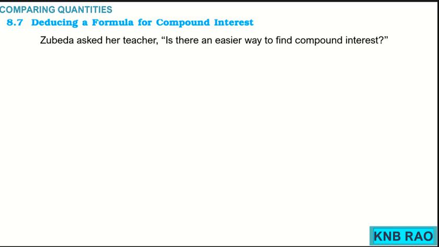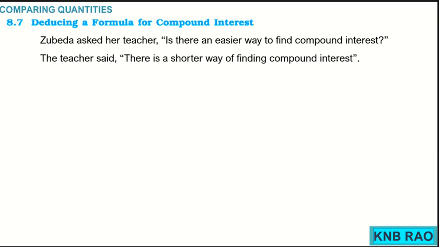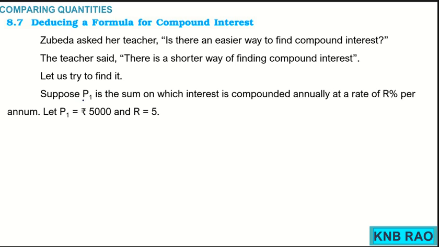Let us consider Zubeda asked her teacher, is there any easy way to find compound interest? Then the teacher replied, there is a shorter way of finding compound interest. Let us try to find it. Suppose P1 is the sum on which interest is compounded annually at the rate of R% per annum. To find this, we have assumed P1 is 5000 and the rate of interest R is 5%.